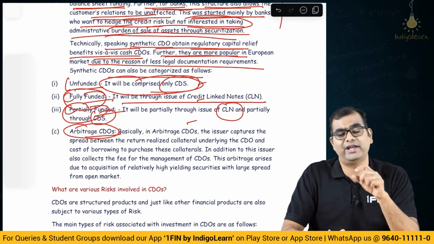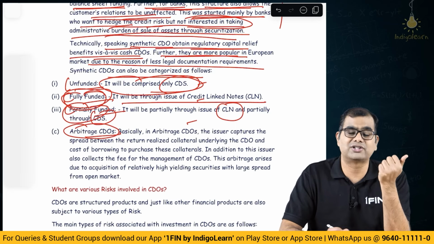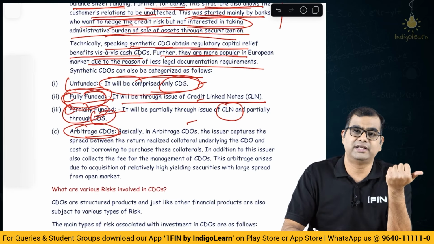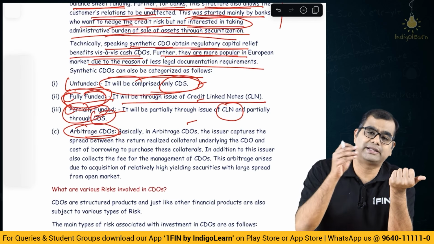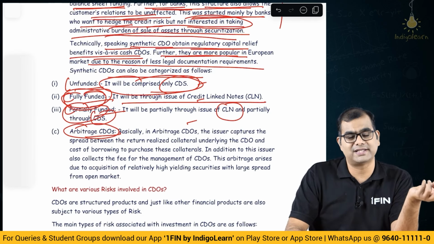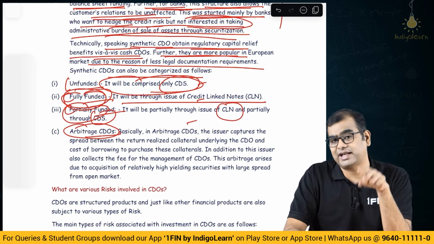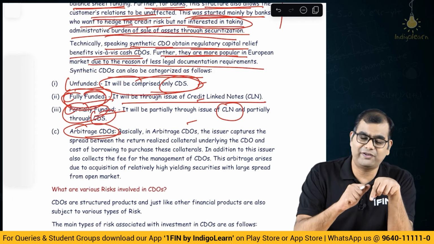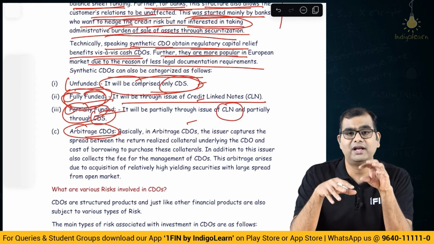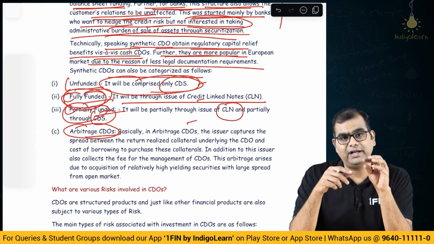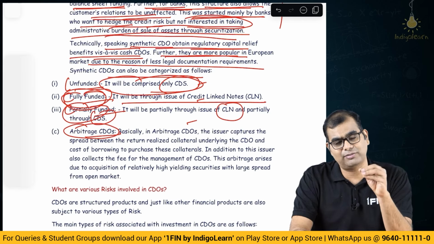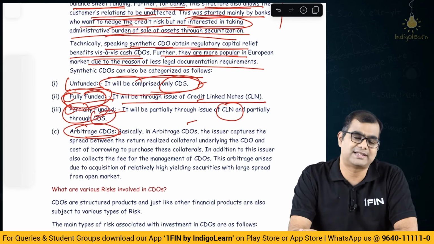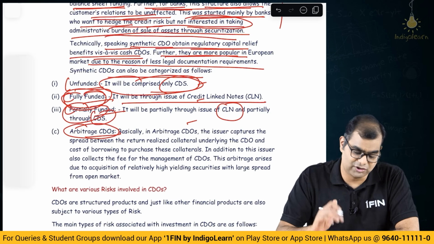A credit linked note is fully funded, where you use the money given to you by various tranche holders to purchase a credit linked note. Whereas in the case of a CDS, you get the money from all these people, invest it somewhere, and use that money as collateral to write CDS. Whatever money comes from that CDS, you use to repay all these tranches. And partially funded is a mix of both.